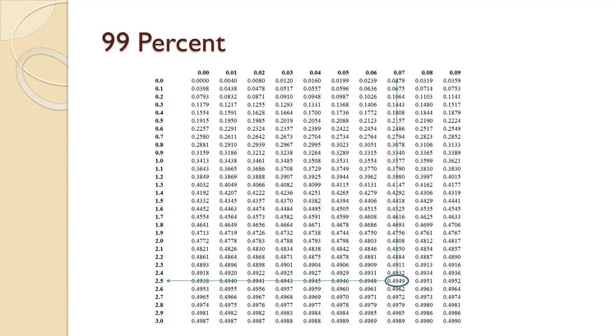0.9900 divided by 2 equals 0.4950. The closest number is either 0.4949, which we will use, or 0.4951. That yields a Z-score of 2.57.